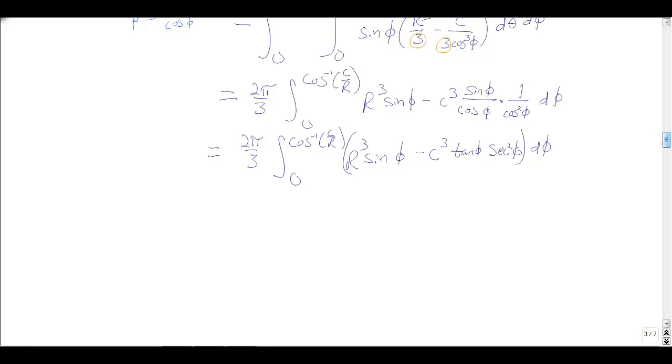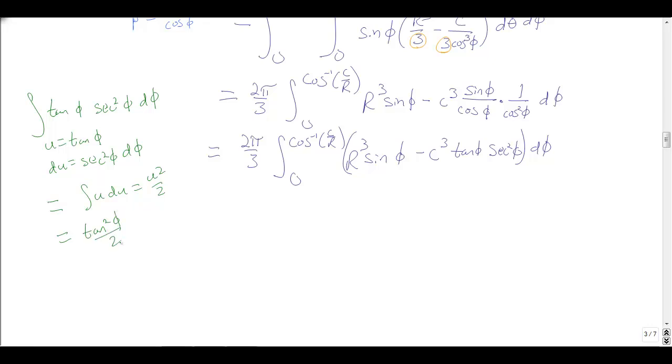So maybe we'll do this off to the side just to show what's going on. I'm going to integrate tangent phi times secant squared phi, d phi. I'm letting u be tangent phi. Then du is secant squared phi, d phi. And so my integral is u times du. And so I get u squared over 2 plus c, but it's a definite integral eventually, so I don't care about that. And so I get tangent squared phi over 2.